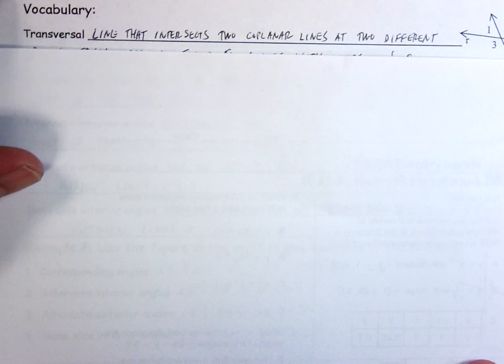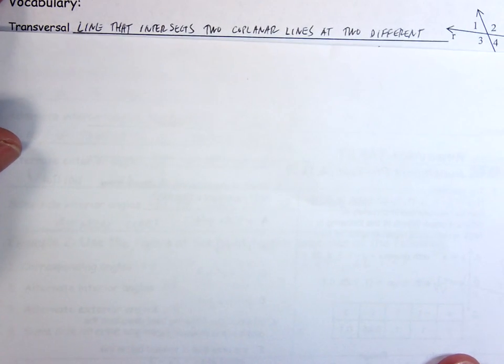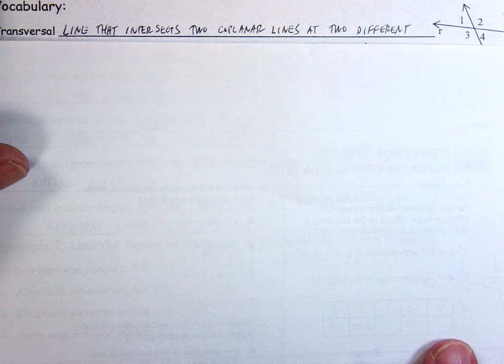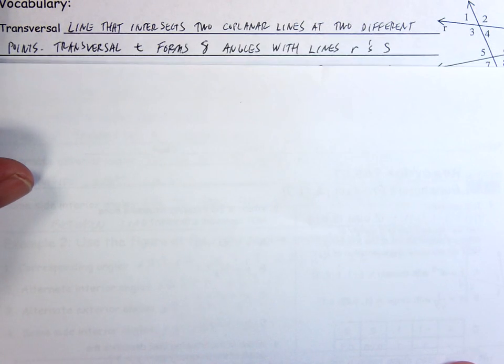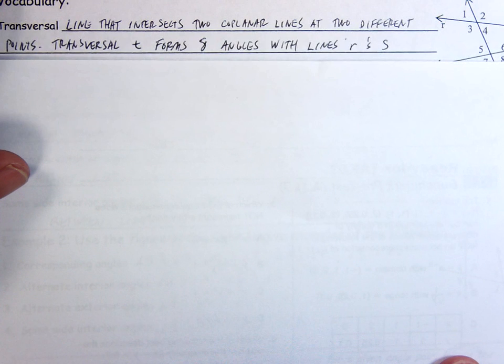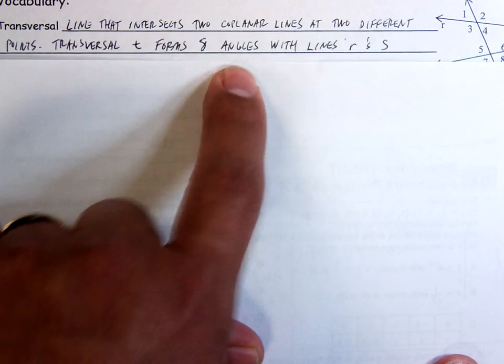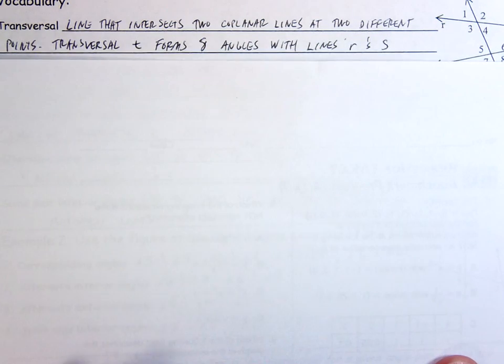Vocab, very important. Not going away. A transversal. It is a line that intersects two coplanar lines at two different points. In my picture that I want to have off to the right, transversal T forms 8 angles with lines R and S.